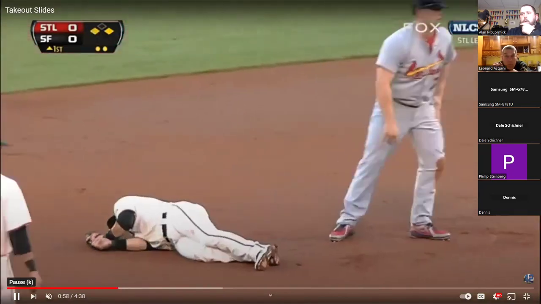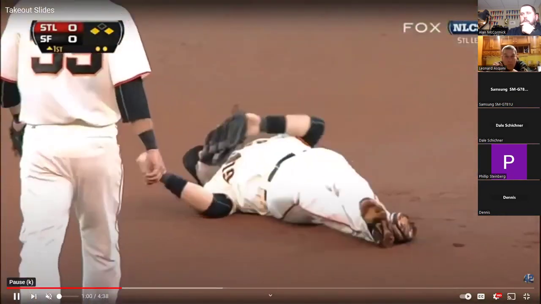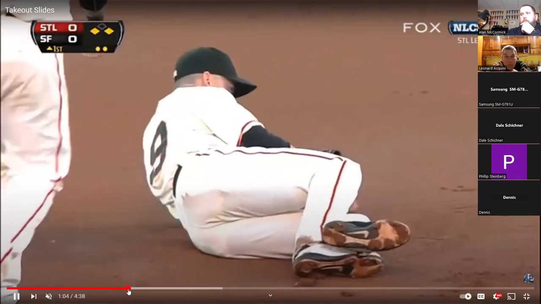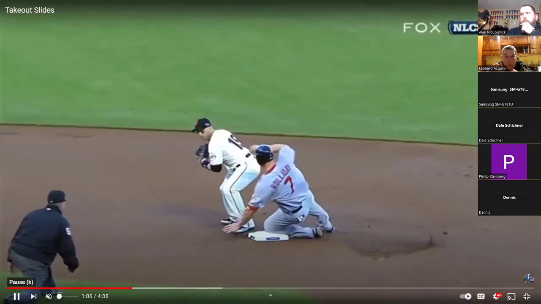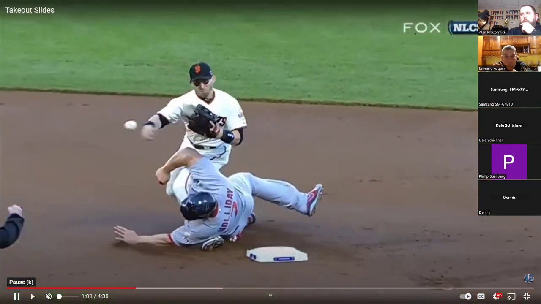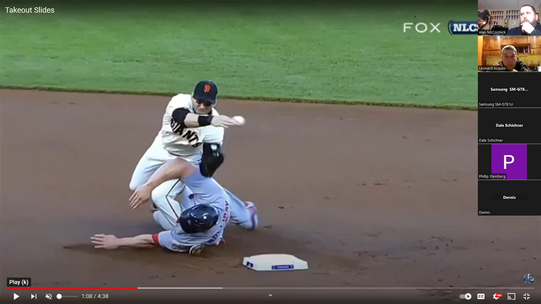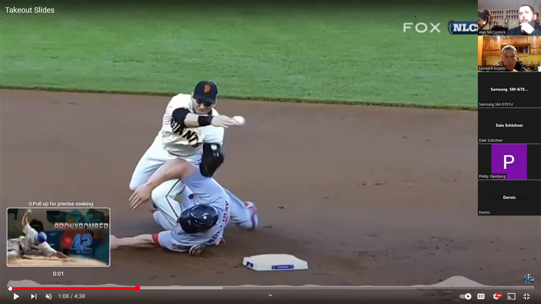All right, so we'll get to slow-mo on this one. Oh yeah. So this is the one where you get the cross body slide, right? Where he's sliding, he kind of slides directly into the base initially, right? But he's got arms outstretched, legs outstretched, and makes contact.